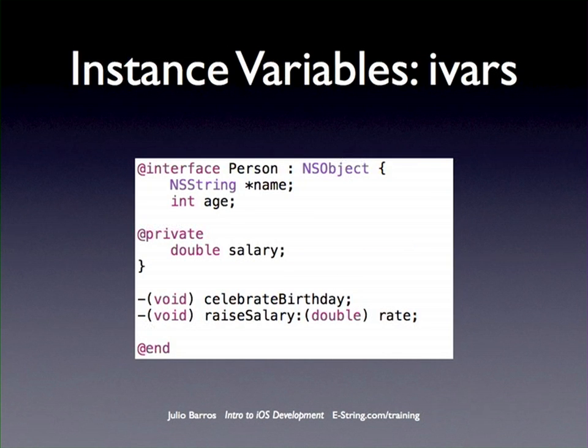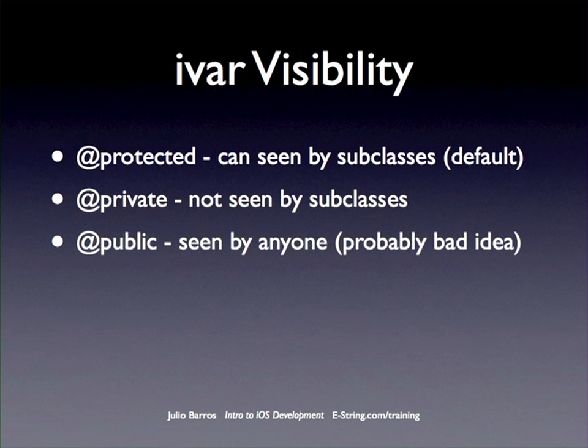This method may have been part of a person class defined like this. Here we see the raise salary method definition and the salary instance variable. We also see that salary has been marked private. Variables are protected by default and can be accessed by subclasses, but not by other classes. Private variables cannot be seen by subclasses. And public variables can be seen by anyone, but are in general a bad idea. Private variables really aren't used very often, but I thought you should know that they are there.